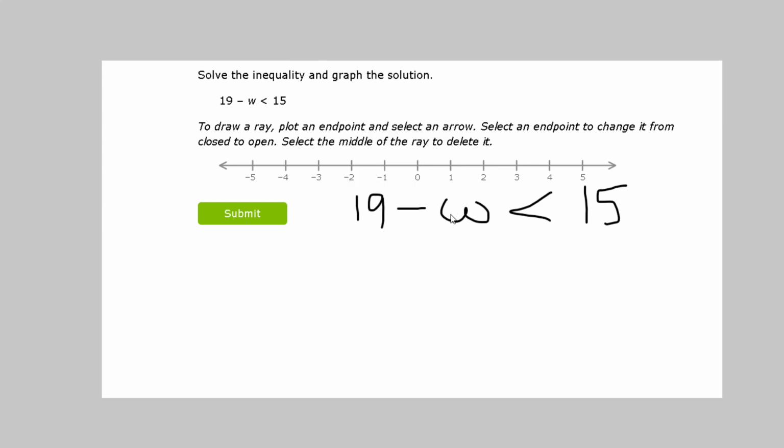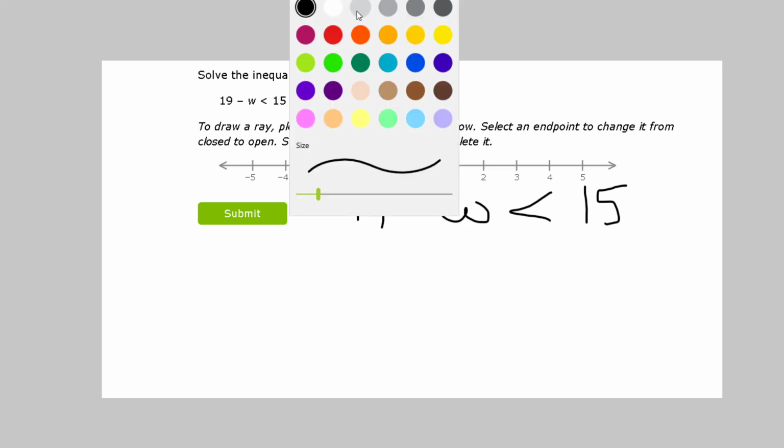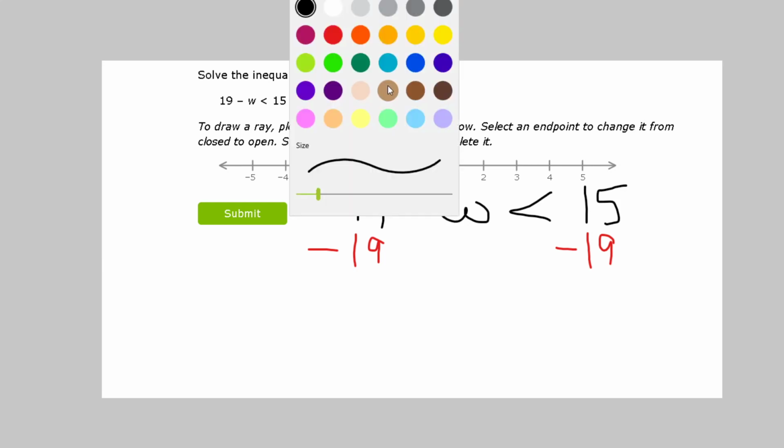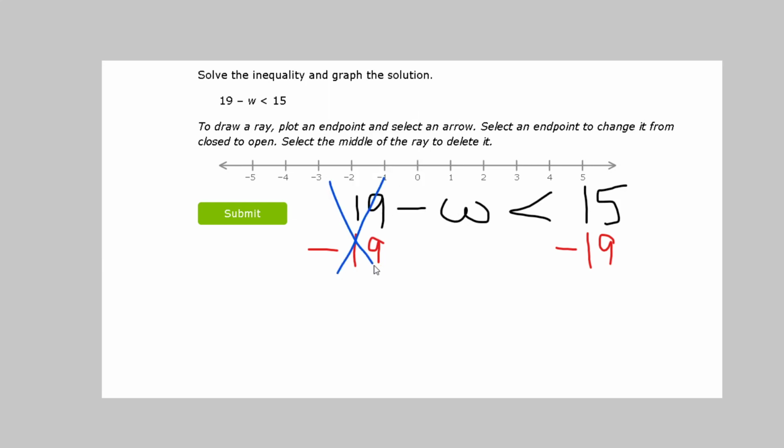So we have this two-step equation. Again, we want to get w by itself. So this is actually a two-step technically. We need to subtract this away. Subtract 19 away from both sides, which will give us 19 minus 19 is 0. We have negative w on the left. On the right side, we have 15 minus 19. 15 minus 19 is negative 4.